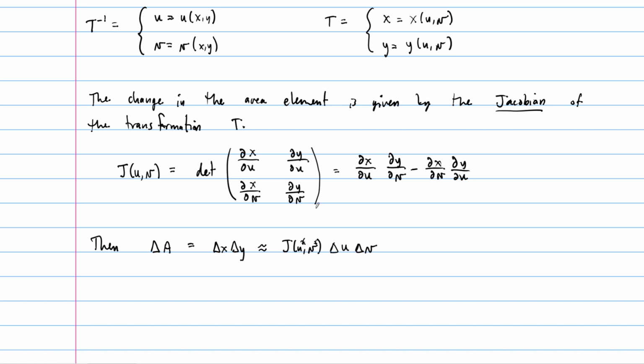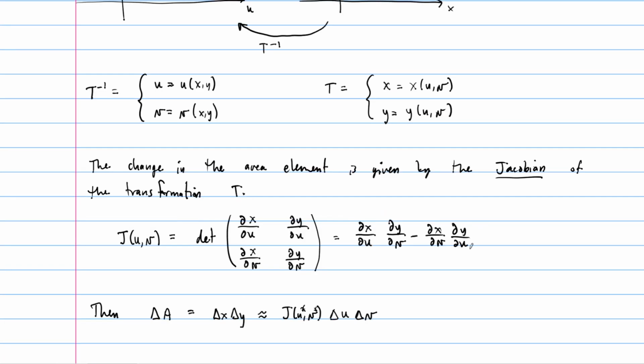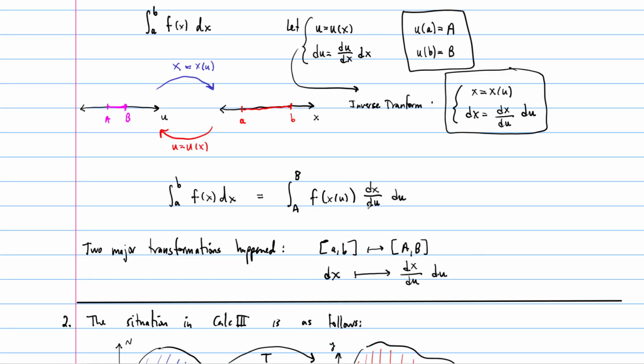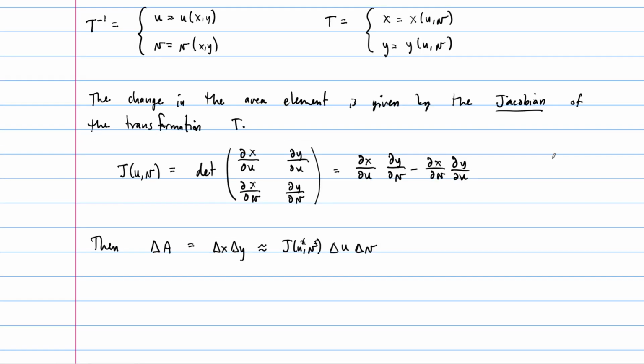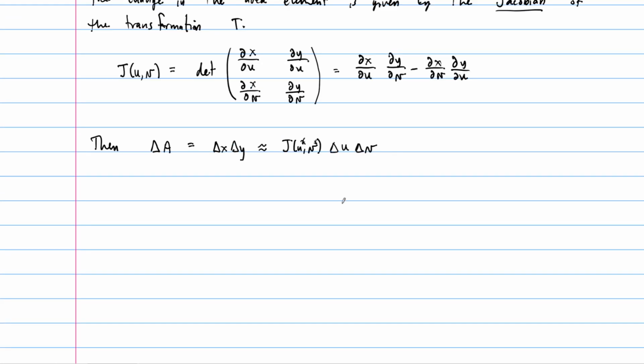The Jacobian, this function right here, is playing the role of the derivative dx by du up here. So this whole function right here plays the role of that single derivative from the Calc 1 or 2 perspective. And so, of course, what we end up with then is that in the limit, our dA, our area element, is going to be equal to this J of uv du dv. Okay? And so this is the key.